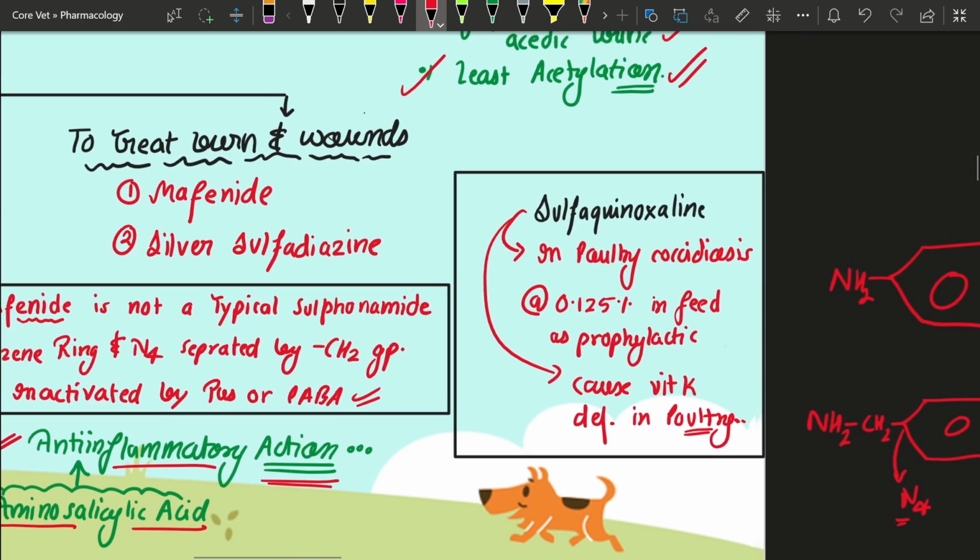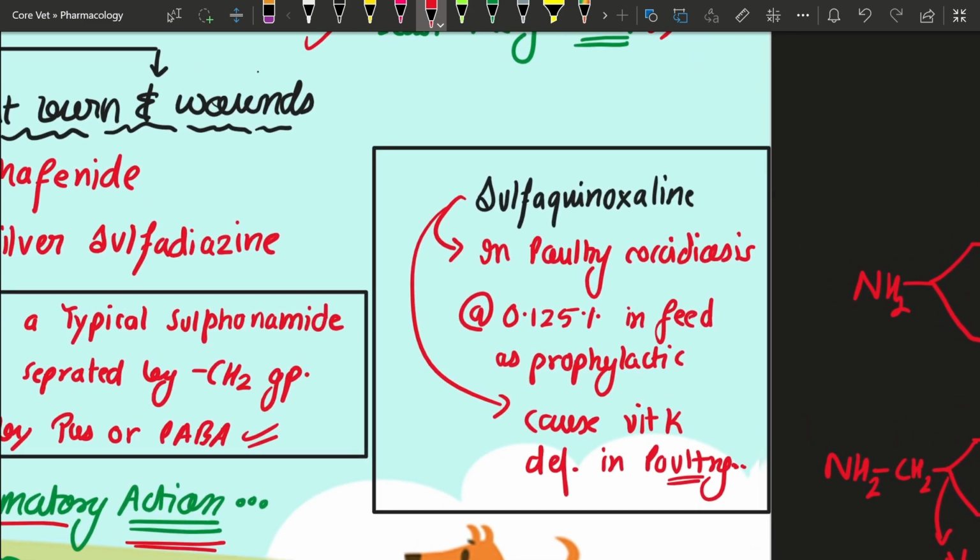Now another drug, sulfaquinoxaline, is used in the case of poultry coccidiosis. You can use it at 0.125% in the feed as a prophylactic, right? And it may lead to a deficiency of vitamin K in poultry, okay.